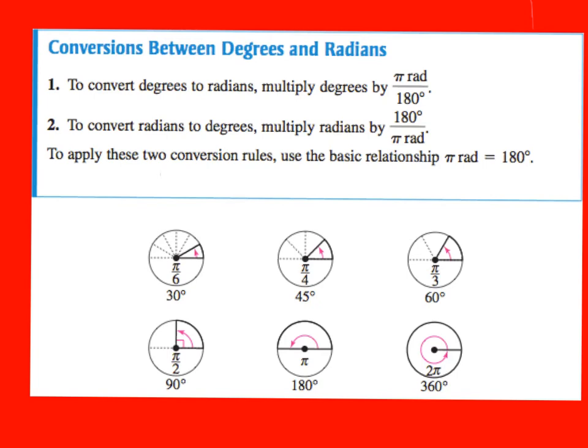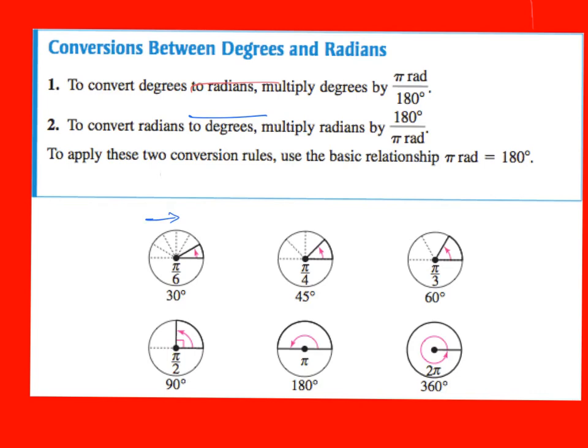That will cross cancel my degrees. If I'm converting radians to degrees, I multiply by 180 over pi. All right. So depending on what we have and what we need, we're going to multiply by 180 over pi or pi over 180. All right. Now, those things at the bottom are some things that we should just kind of know.